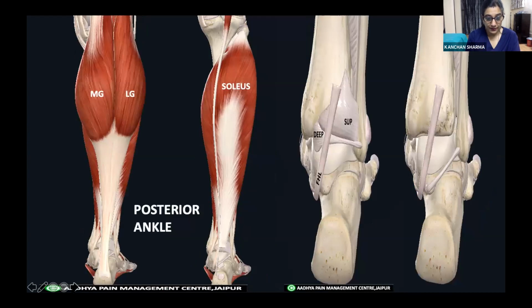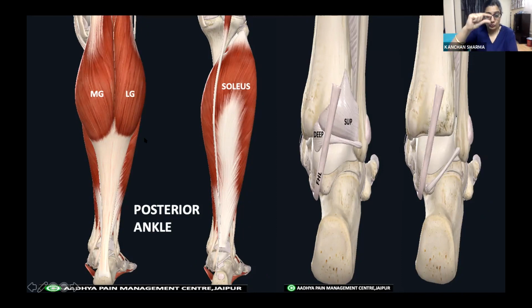Coming to the posterior compartment, I will be showing you the Achilles tendon today, how the Achilles tendon is formed. You have a medial gastrocnemius on the medial side. Then you have a lateral gastrocnemius on the lateral side. Now, these two will combine to form a tendon, as you can see in this picture. Beneath this, you have your soleus. This soleus has a central tendon, which will be joining these two.